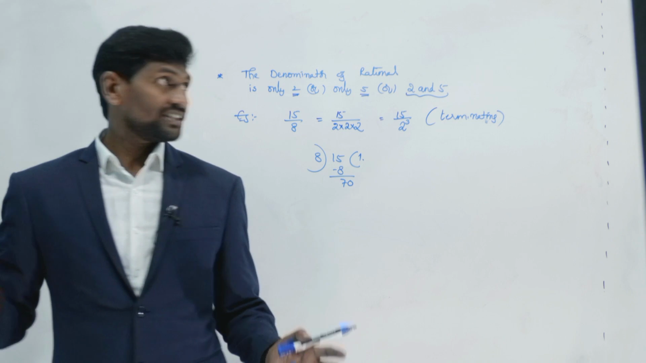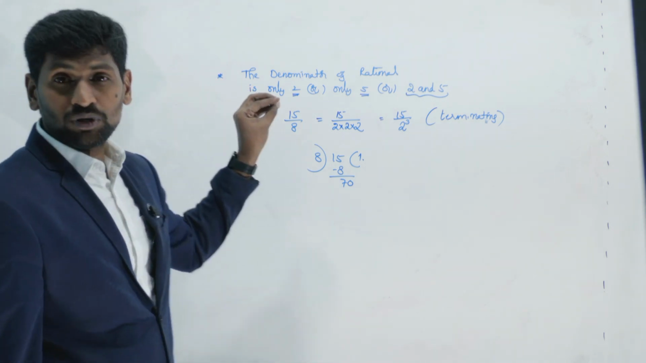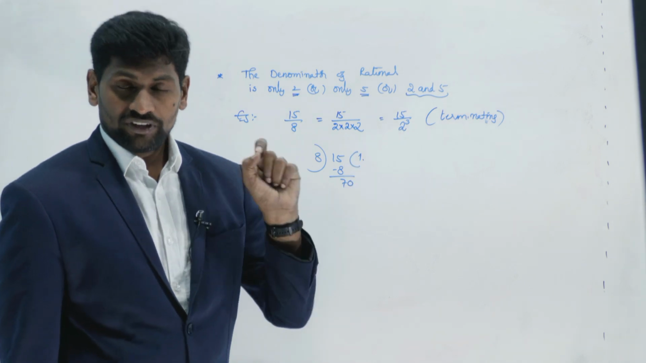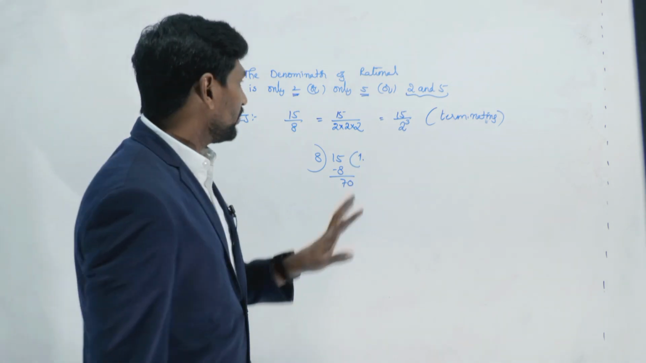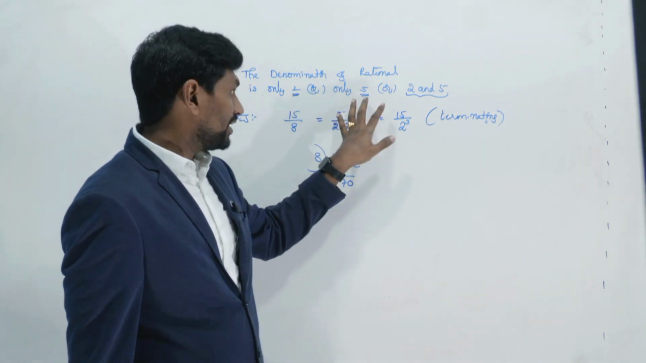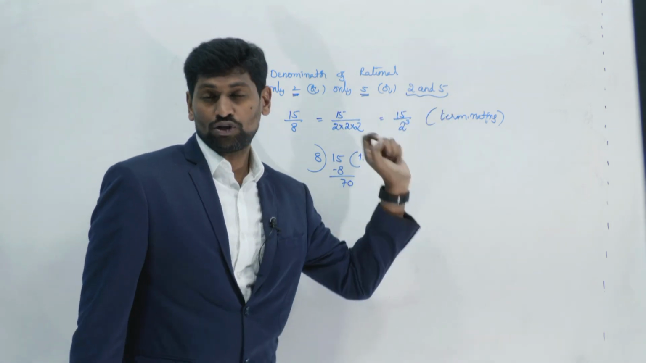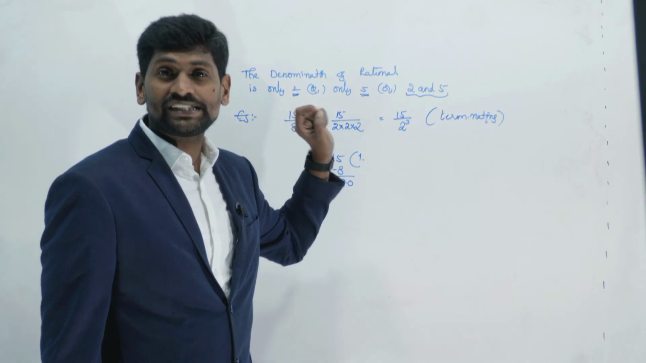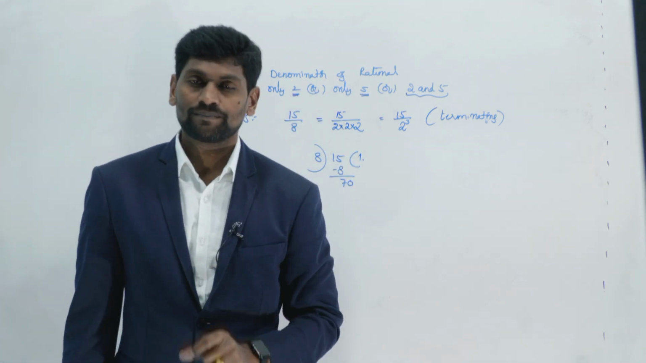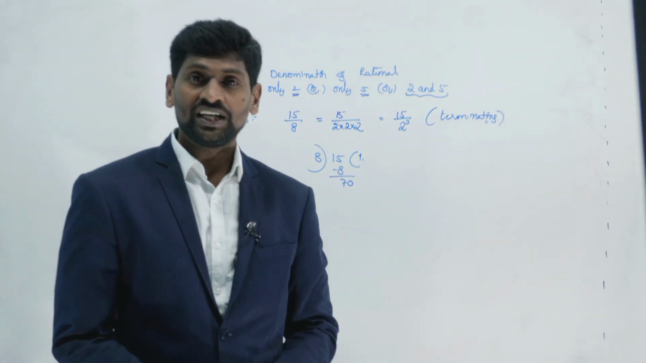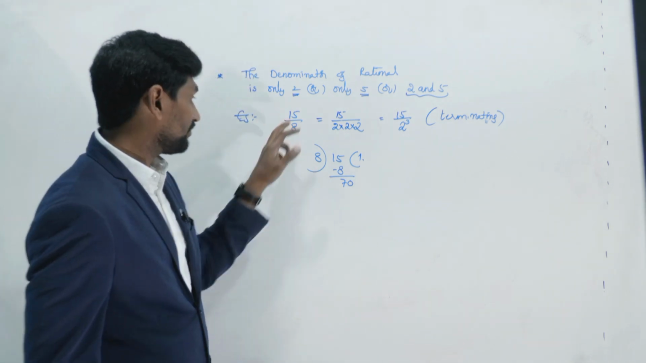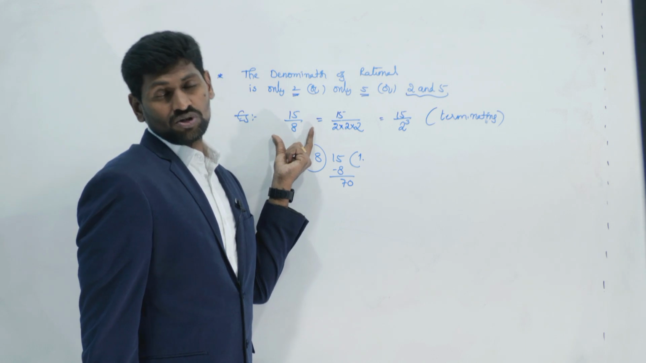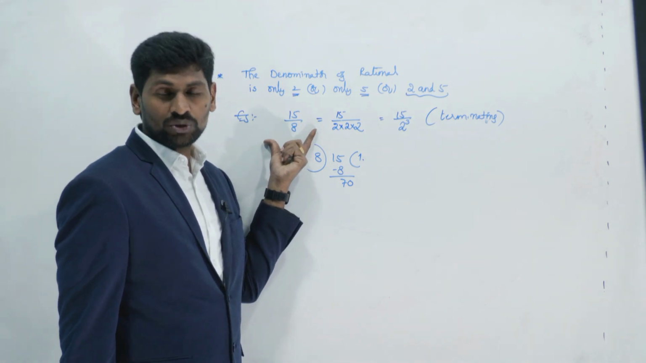Children, just listen. We are discussing the denominator of a rational number. If a rational number has a denominator containing only 2s, or only 5s, or combinations of 2 and 5, the rational number is definitely a terminating decimal. Let us see one example here: 15 by 8. Here 8 is not a 2, not a 5, but not 2 into 5.